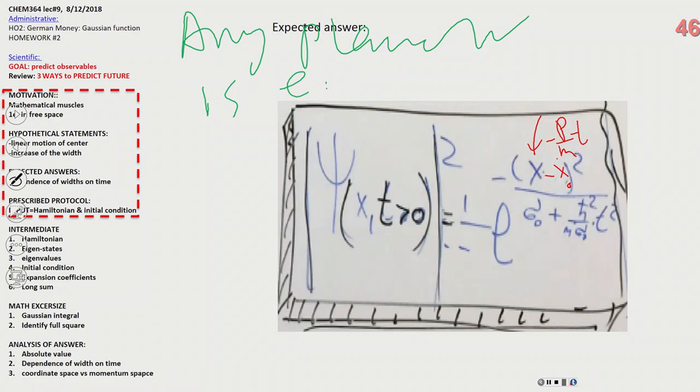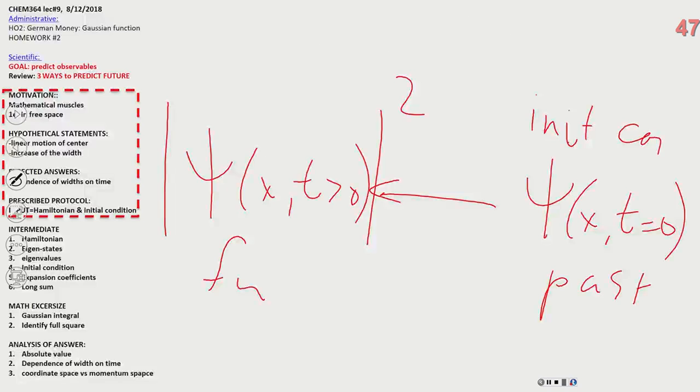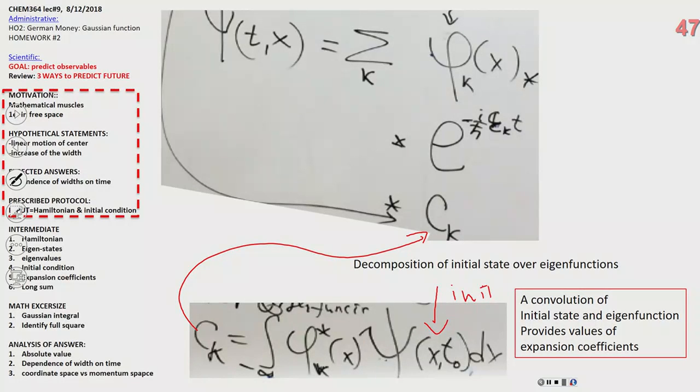Any plane wave is an eigenfunction of the momentum operator. This is what we are going to get at the end of the week. And here is a repetition, once again, of our plan. We are going to plug in wave functions and energies, and we are going to find expansion coefficients.